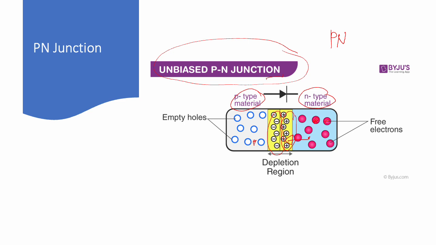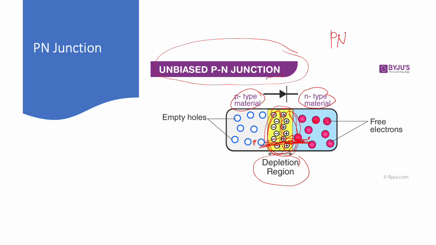Along the junction, this process leaves behind immobile, uncompensated positive and negative charges, creating an electric field that opposes further diffusion of charge carriers. So it opposes the diffusion of charge carriers between the two. The region near the junction where charge carriers have diffused away is called the depletion region. It contains immobile ions and acts as a barrier to the flow of charge carriers.